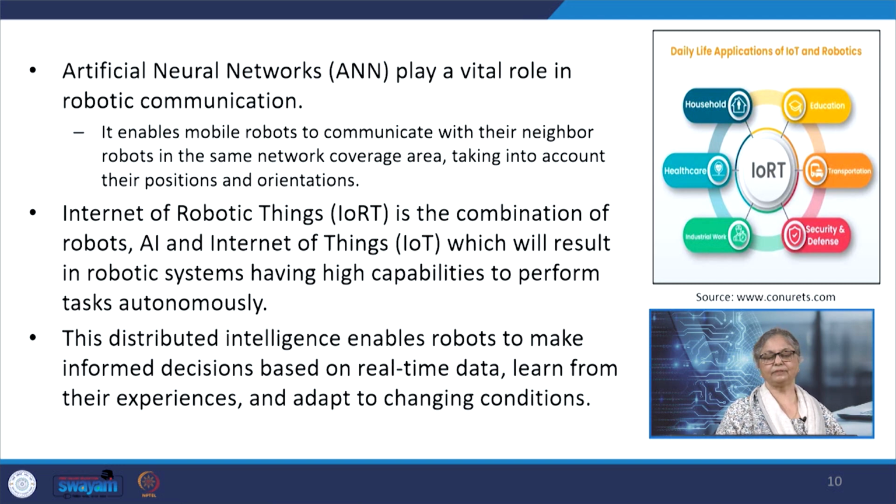This distributed intelligence enables robots to take informed decisions based on real time data, learn from their experiences, and also simultaneously adapt to changing conditions. It finds applications in sectors like logistics, healthcare, agriculture, and retail. Also, ANNs will help reduce the cost of communication and ensure the stability of the robotic networks.